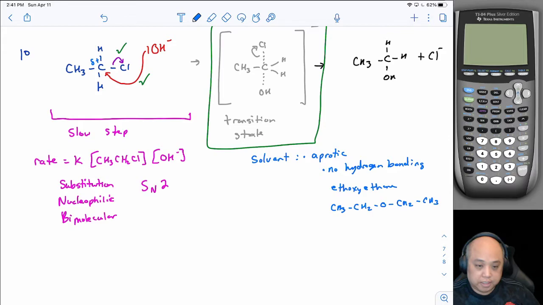doesn't have a hydrogen that's attached to an O that's protic. And so it can act as a solvent here without interfering and without attracting the OH minus from it. It's a fairly nonpolar substance. Questions on that?